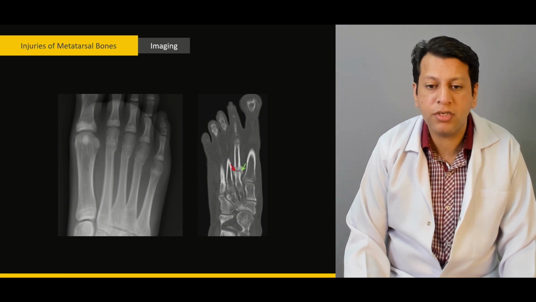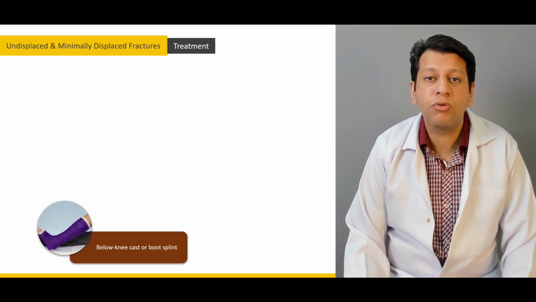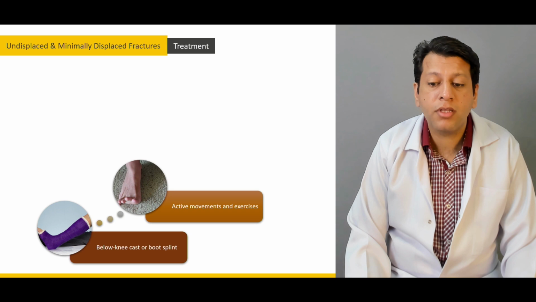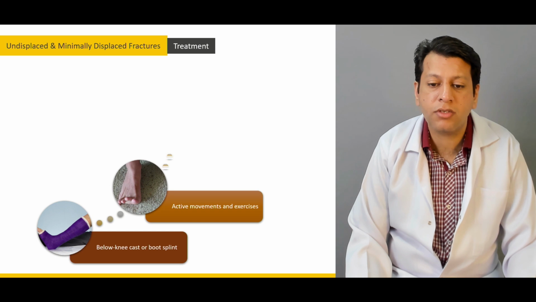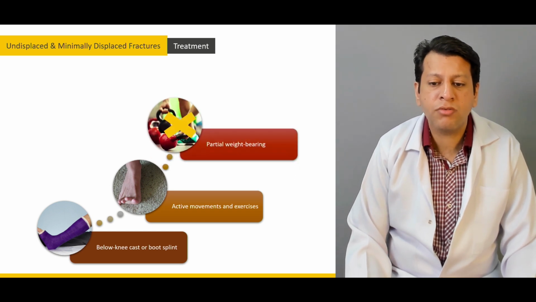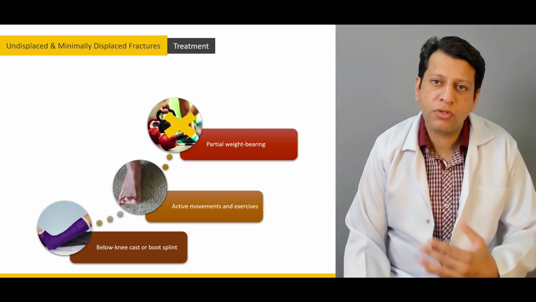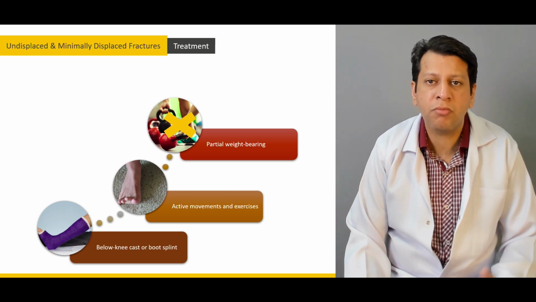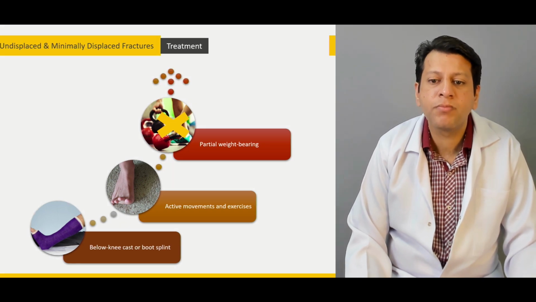And on CT, you can appreciate there's callus formation going on, and probably there is a second metatarsal mid-shaft fracture. Now coming to the treatment of undisplaced or minimally displaced fractures, the treatment is usually conservative in the form of a below knee cast or a boot splint. Once it has healed over 4 to 6 weeks, we can go for active movements and exercises. Keeping them partial weight bearing actually impedes healing. Once a 4 to 6 week cast has been applied, we can ask the patient to go for full weight bearing, which is more important because that will induce a quick healing response.